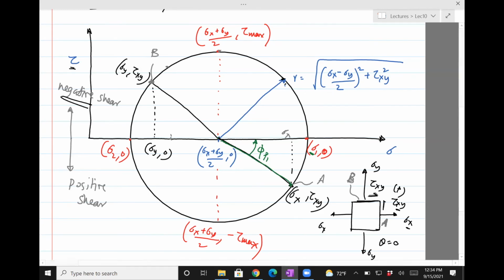And then there are two angles, phi p1 and phi p2, because they always come in pairs. The other angle is the angle made by the same face A with the x-axis, but on the other side, because it should give me the stress of the next principal stress. So that's going to be phi p2.